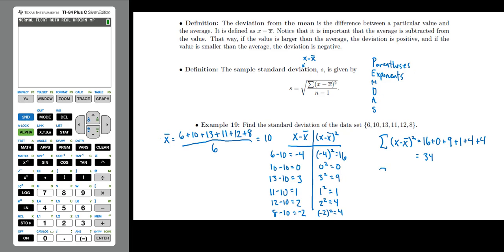And then I need to take that and divide it by 1 less than my sample size. My sample size is 6, so that means 34 over 6 minus 1 is 34 over 5, which gives me 6.8. And then lastly, we've got the square root over all of this. So my sample standard deviation is the square root of that number we just came up with.